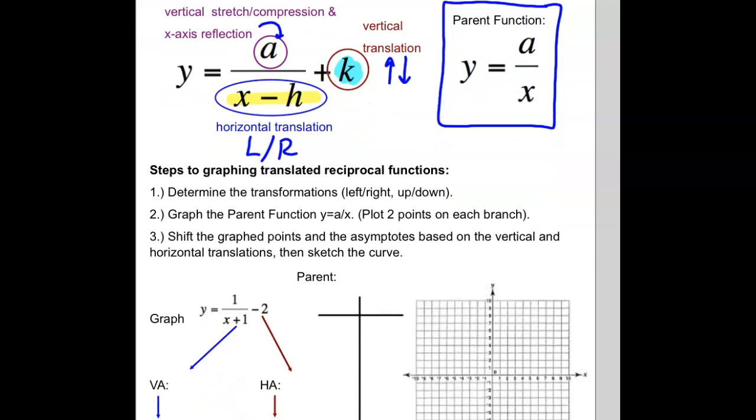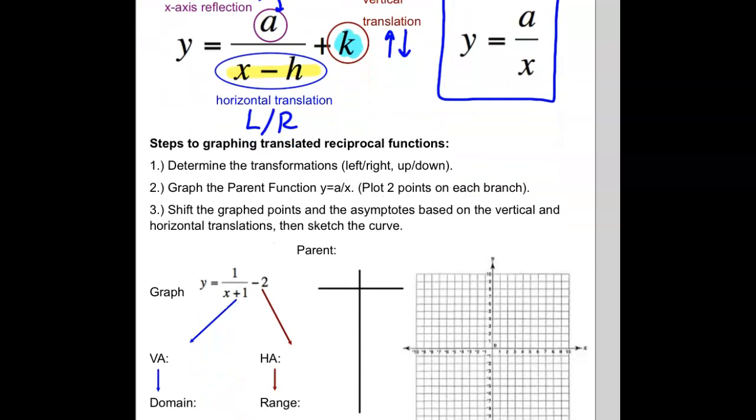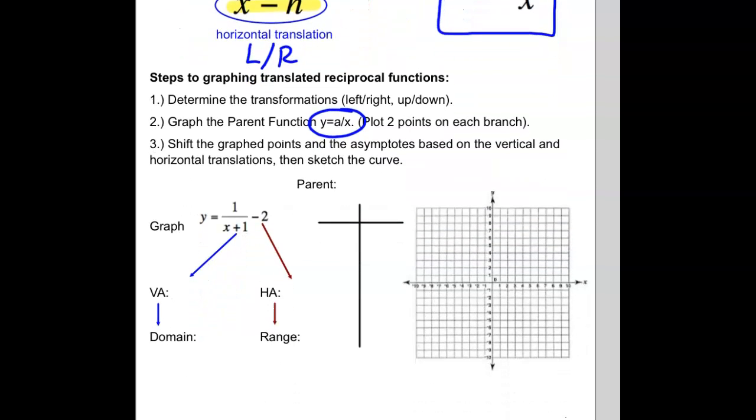So our steps for graphing these, we're going to start out looking at what kind of transformations we see. We're going to graph the parent function, and again, we're going to include that a value in there so that we get any kind of stretches, compressions, or reflections figured into our graph right away. Then we're going to plot at least 2 points on each branch. Once we have that parent function, then we can shift our points and the asymptotes based on the left, right, up, down movements.